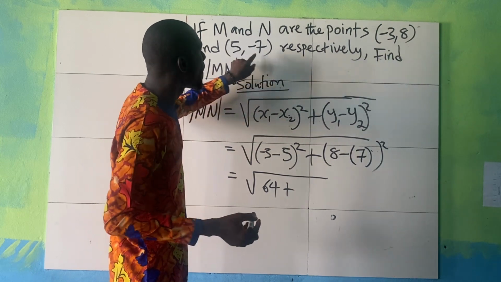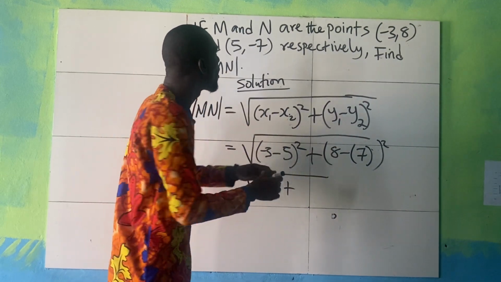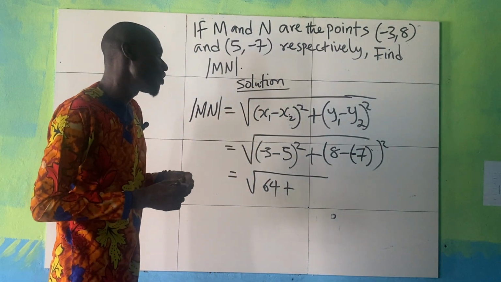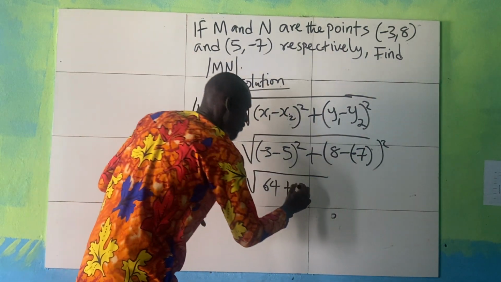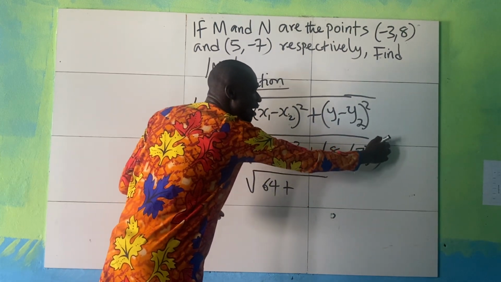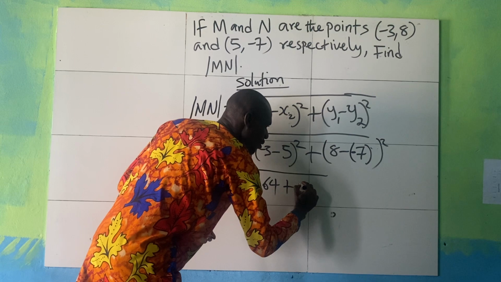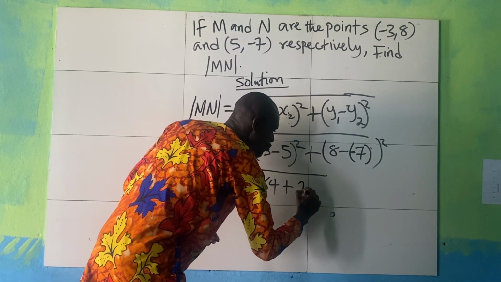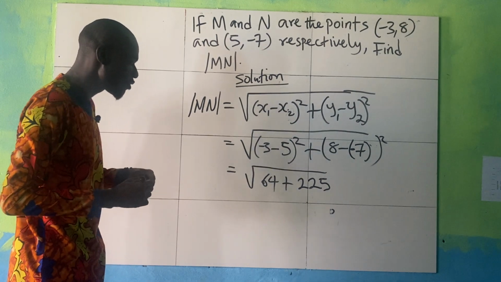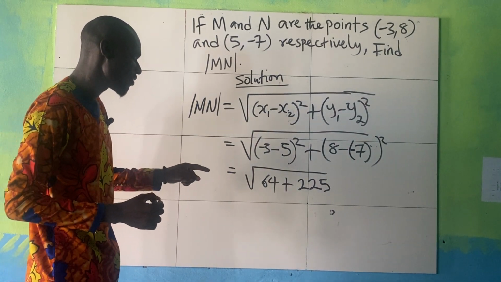8 minus minus 7 will give us 15. So 15 square will give us 225.